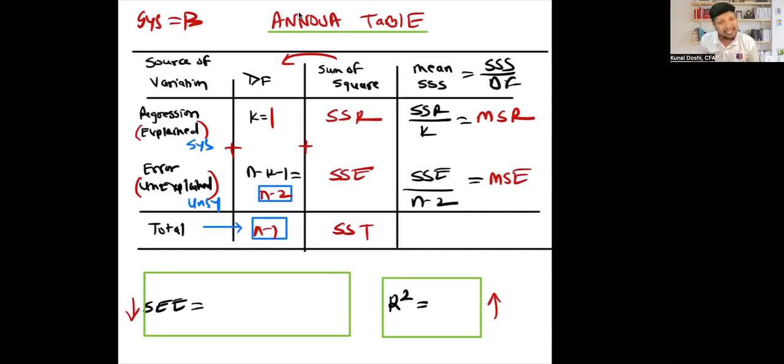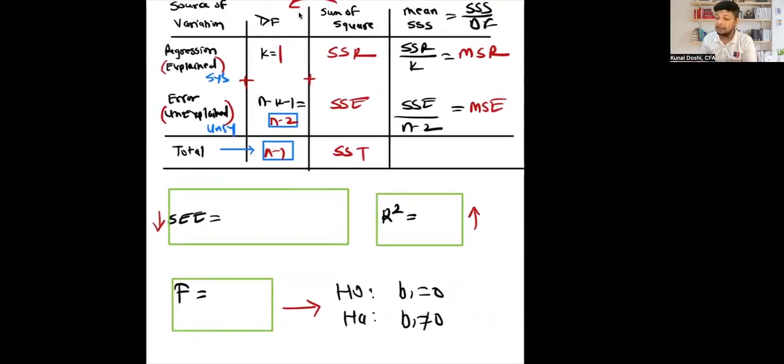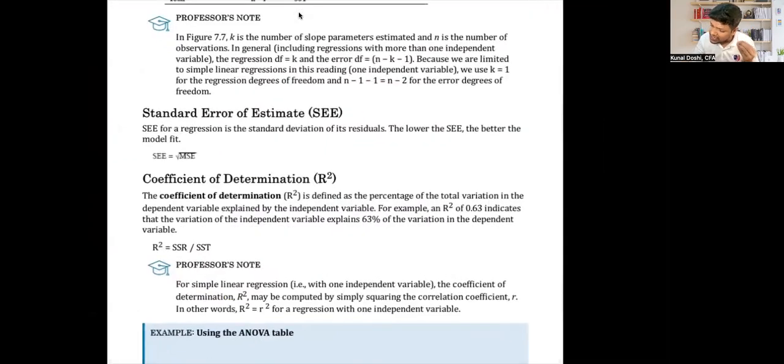This error is a problem. This error is our problem. Unexplained error is our problem. So what is my mean square error? My mean square error is sum of square error divided by n minus 2. But still it is in variance. If I want to convert that into standard deviation, I will do the square root of it. When I do the square root of it, I get standard error of estimate. It might sound confusing, so here it is called standard error of estimate.